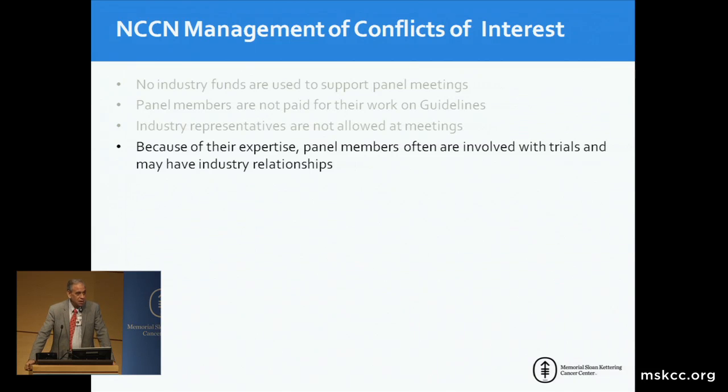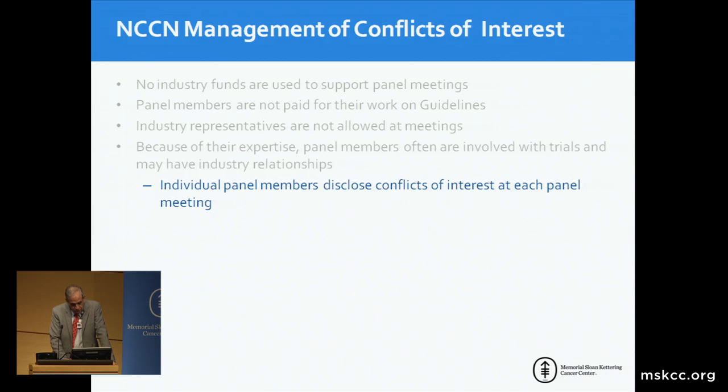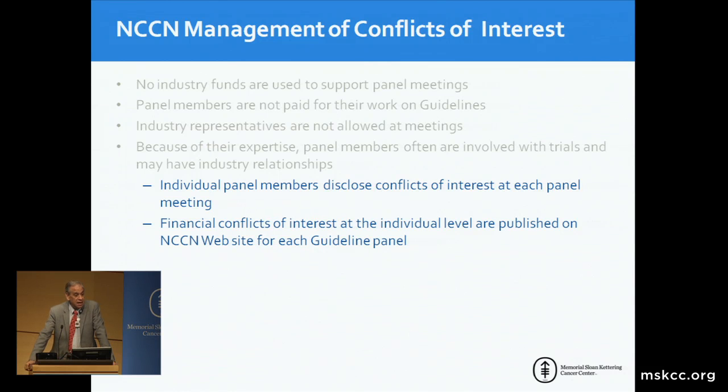Panel members are experts, and the experts are frequently involved in trials. All of the trial relationships are disclosed, and members are excluded from votes if they have a significant conflict.